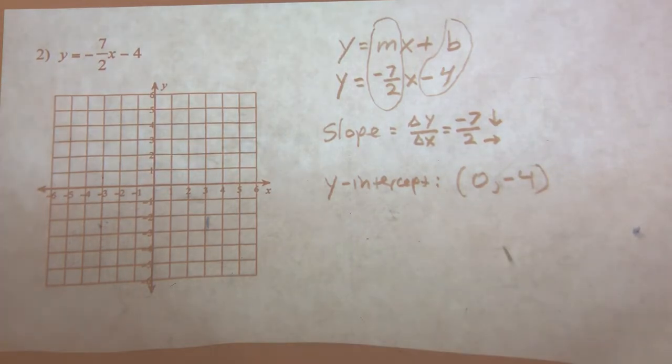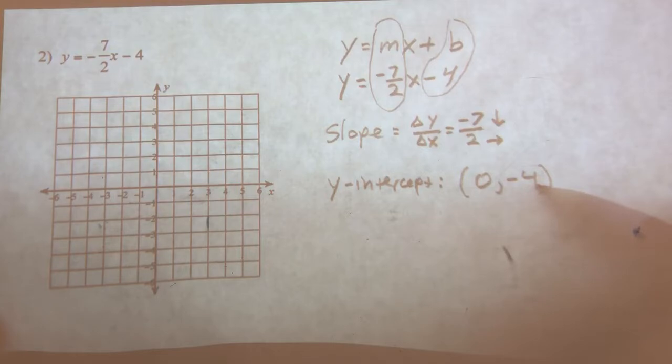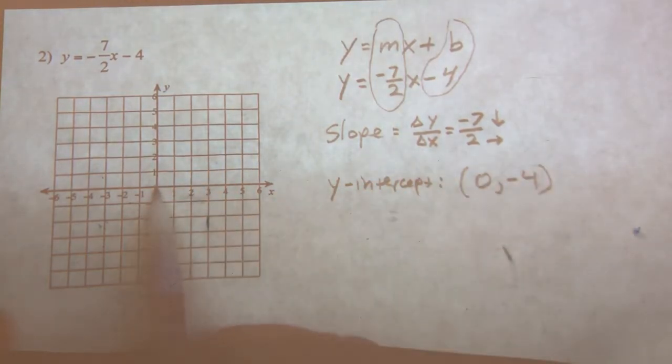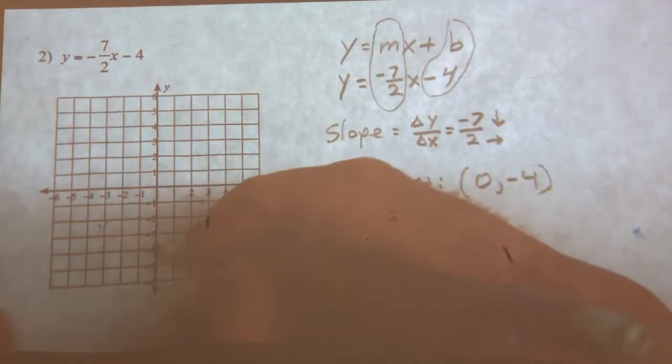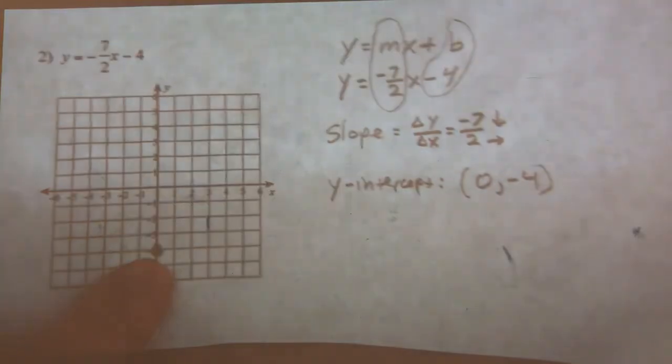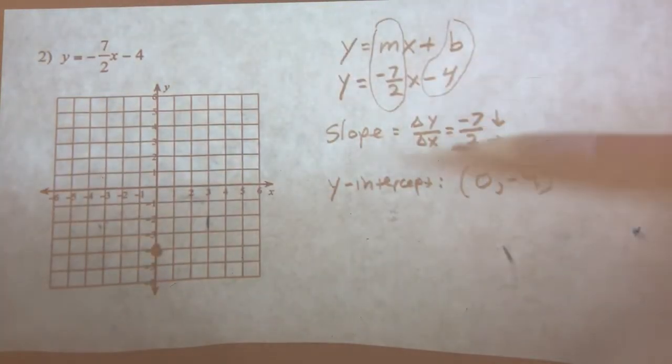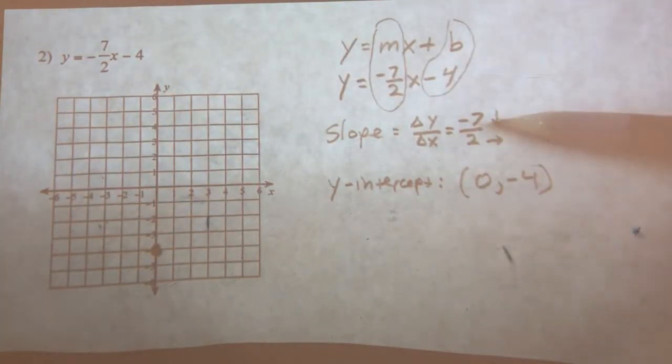Now something interesting is going to happen here that we want to be open to. So let's plot our y-intercept. First plot your y-intercept. It's 0, -4, meaning I don't go to the right at all, and I go down 4. So there's my y-intercept. Now we want to follow the slope to our second point.